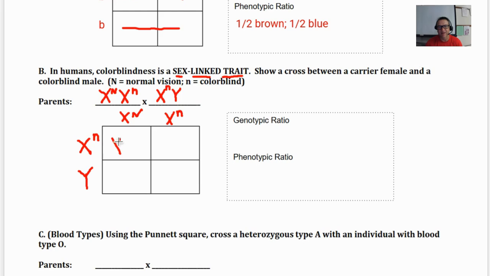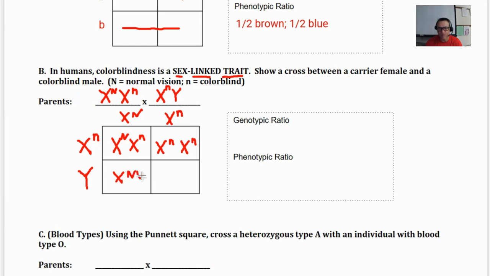This right here is going to be a carrier female. X big N, X little n, but her vision is totally normal. This is going to be a colorblind female because she gets the colorblind allele from dad, and she also got mom's colorblind allele, so that's a colorblind female. This is going to be a totally normal male.